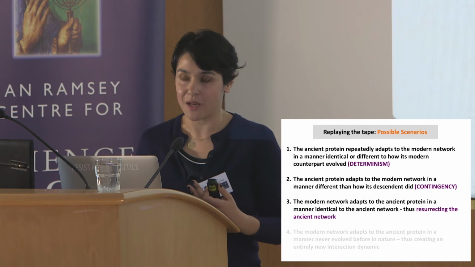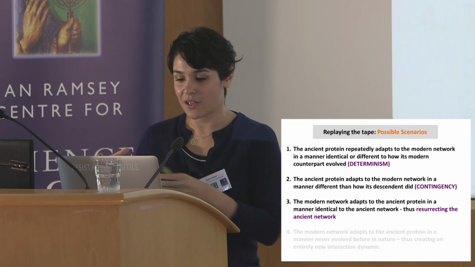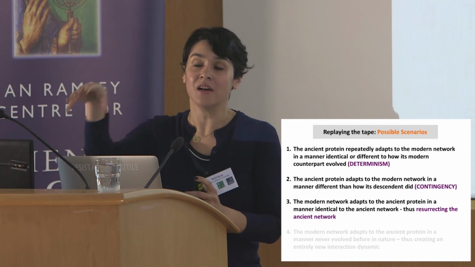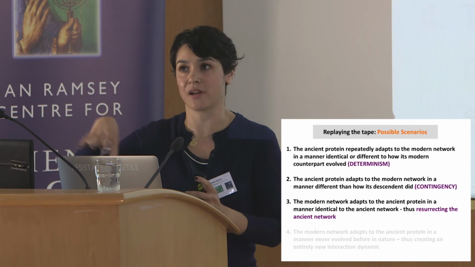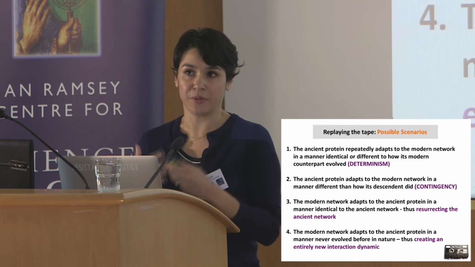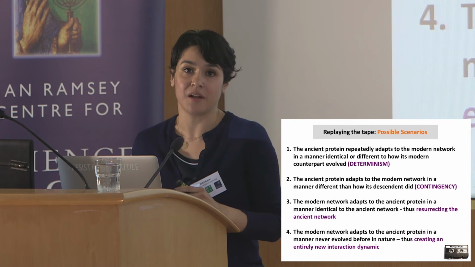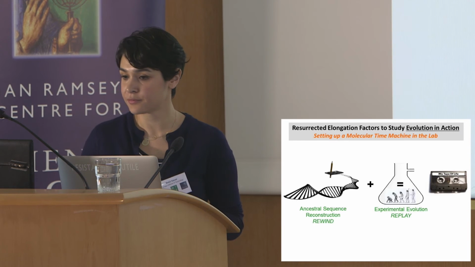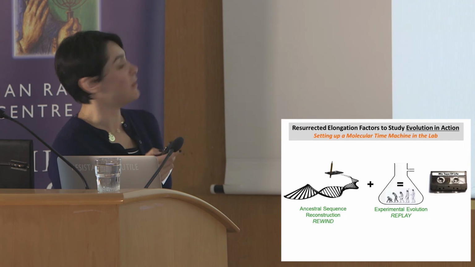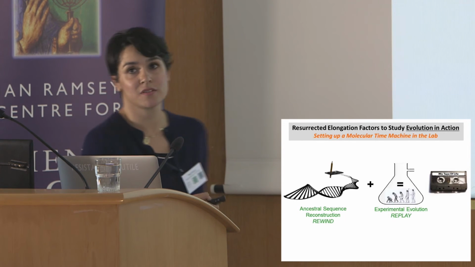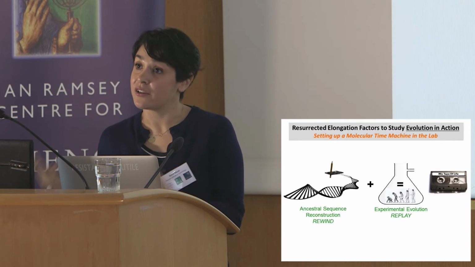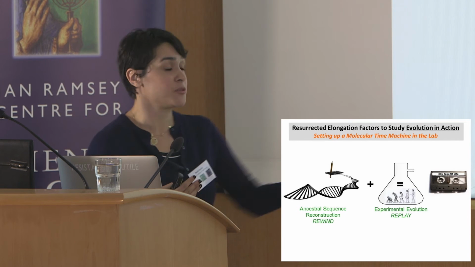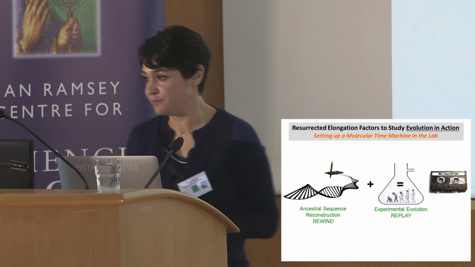Or the modern cellular network will adapt to the ancient protein in a manner that's identical to the ancient network, and perhaps resurrect an ancient network, meaning the network of proteins that this protein is interacting with. Or there will be a completely new interaction dynamic created through natural selection inside the lab. So this is the little time machine in the lab: we rewind the tape using sequences that are ancient and inferred using phylogenetics, then engineer organisms with these ancient genes and replay the tape through experimental evolution in the lab.